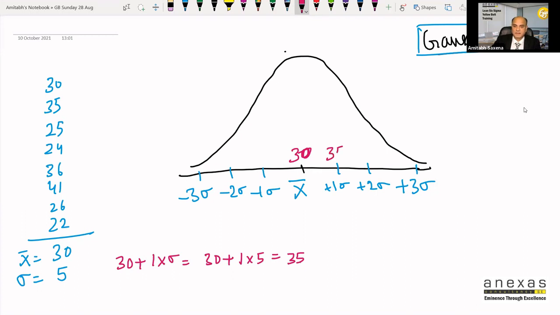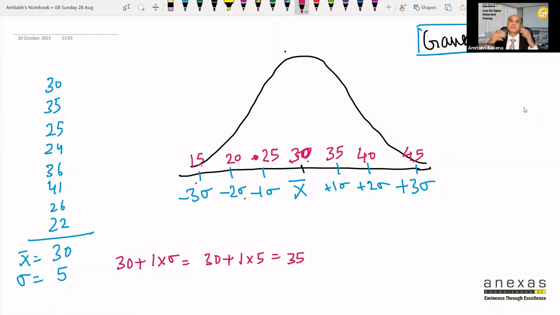This will be 35. And this will be 40. And this will be 45. So plus 3 times standard deviation will be 45. And this will be minus 1 time standard deviation. So 30 minus 5 is 25. Then this will be 30 minus 2 times standard deviation. It will be 20. This will be 30 minus 3 times standard deviation.